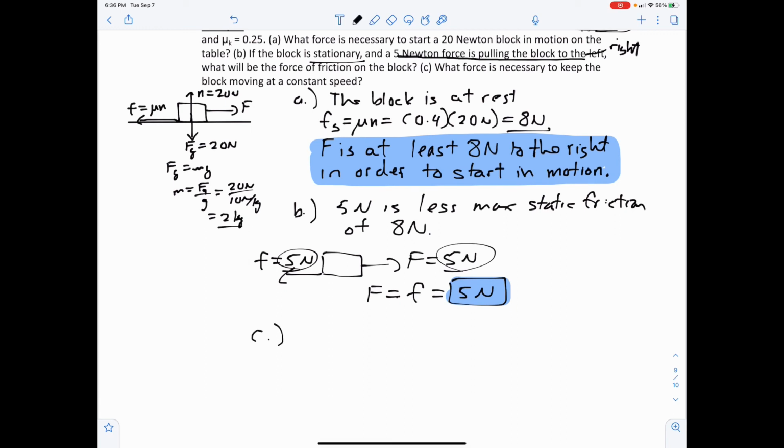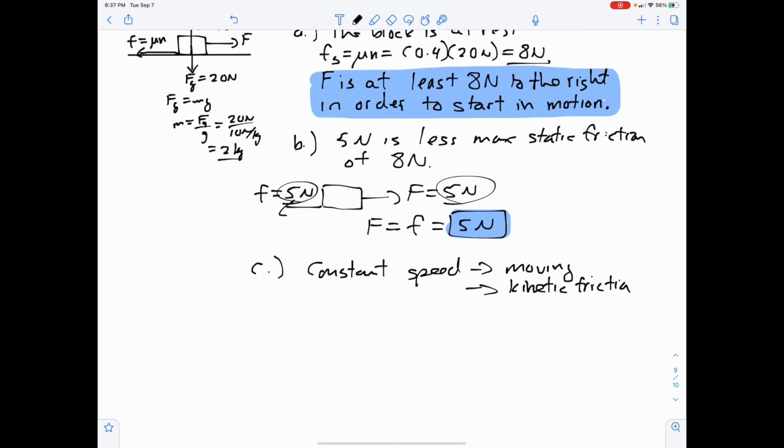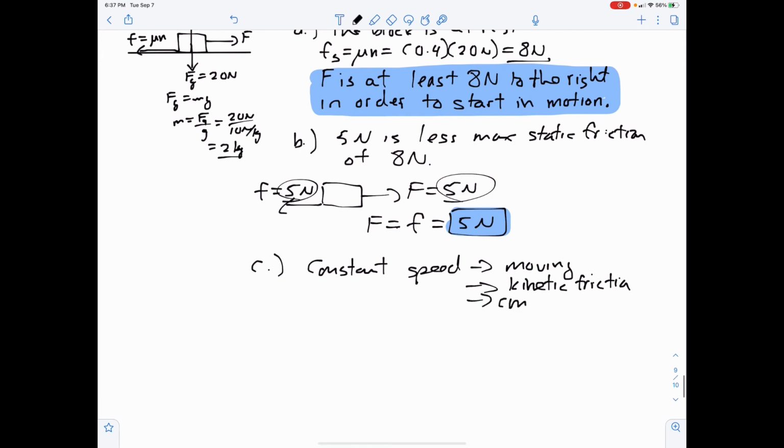And then part C, what are we going to do? What force is necessary to keep the block moving at a constant speed? So constant speed, we're moving it now. The block is now moving, which means now we're going to be using the kinetic friction because it's sliding across the tabletop. So we've got the thing in motion, and what's it going to be moving at? A constant speed. Well, constant speed means forces are balanced.